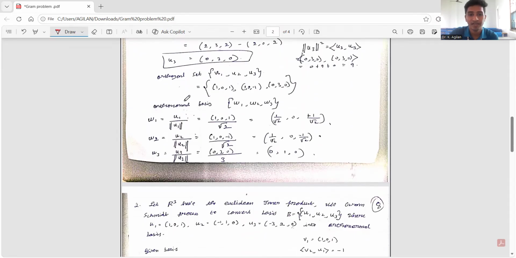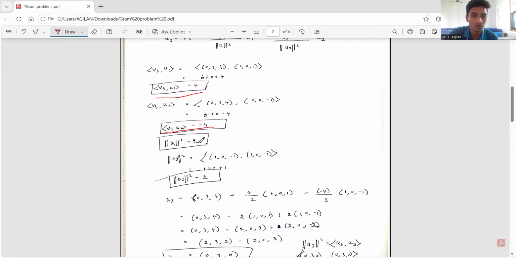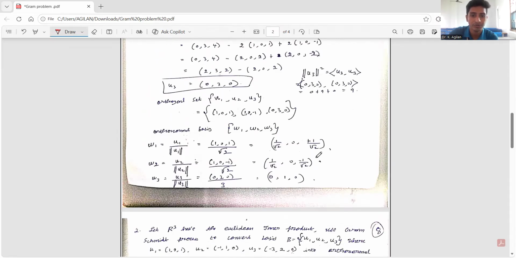So next we need to find the orthogonal basis. The orthogonal basis is nothing but W1, W2, and W3, right? So W1 is equal to U1 divided by the norm of U1. We know the value of U1: 1, comma 0, comma 1. The norm of U1 square is 2, which means the norm of U1 equals square root of 2. So this value applies to both terms: 1 divided by root 2, 0 divided by root 2 is nothing but 0, and 1 divided by root 2.